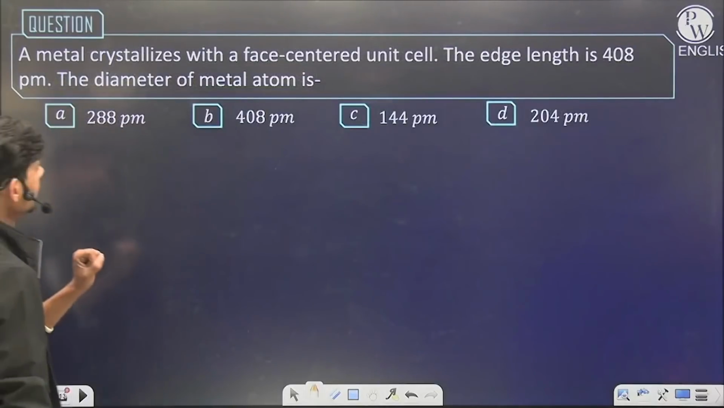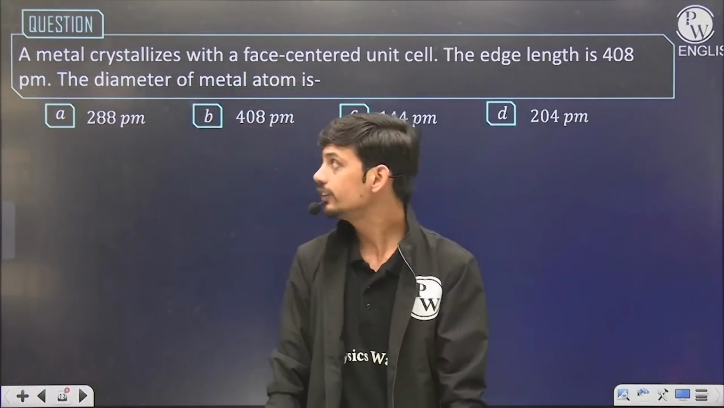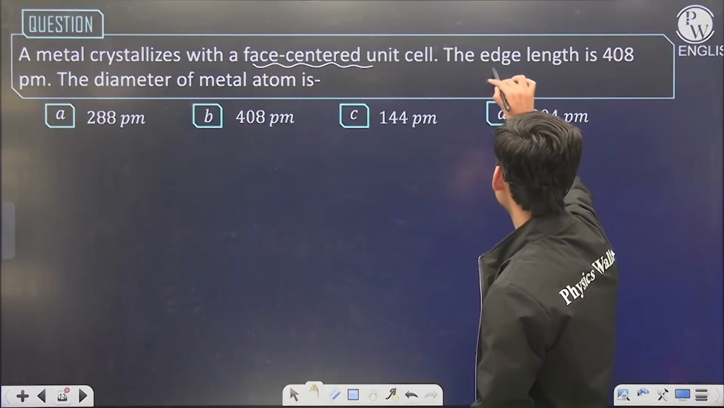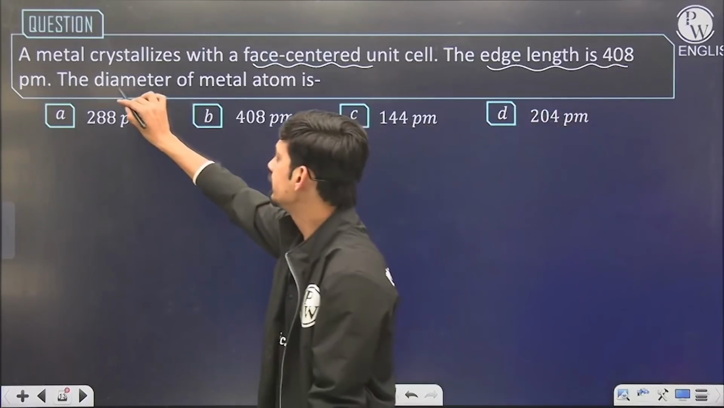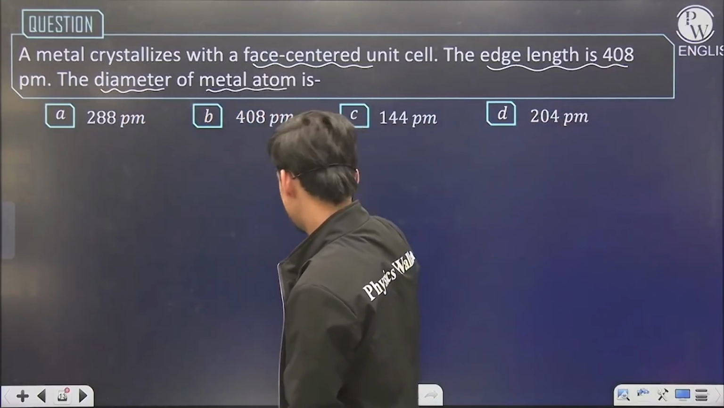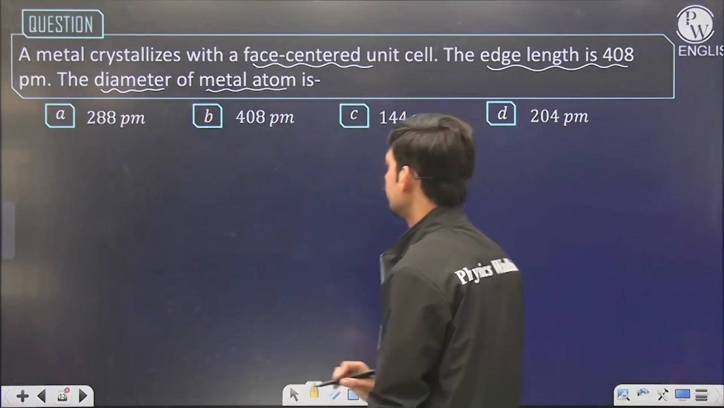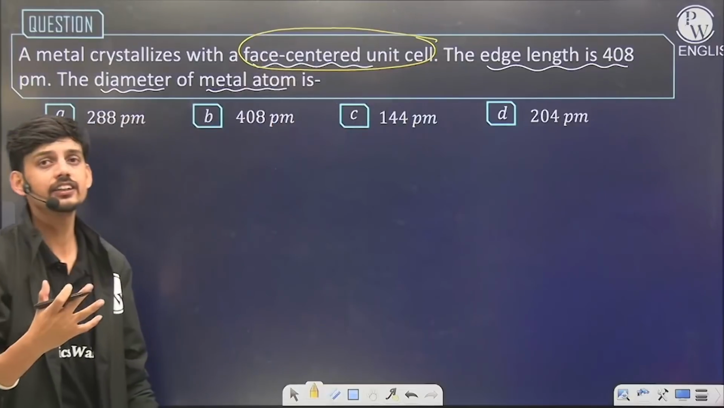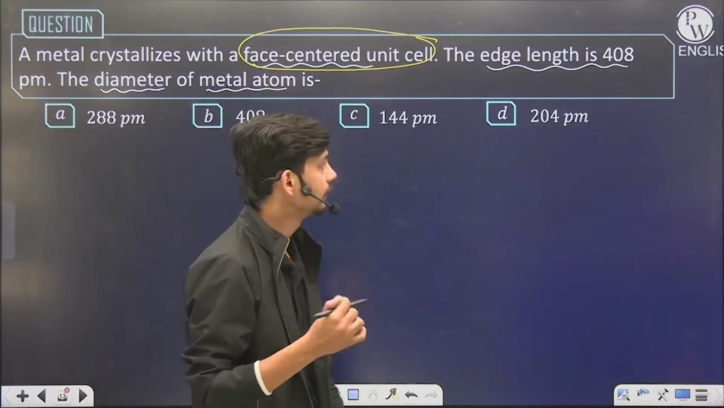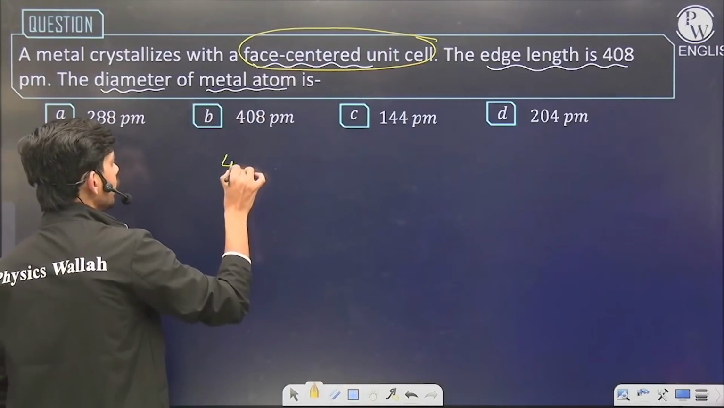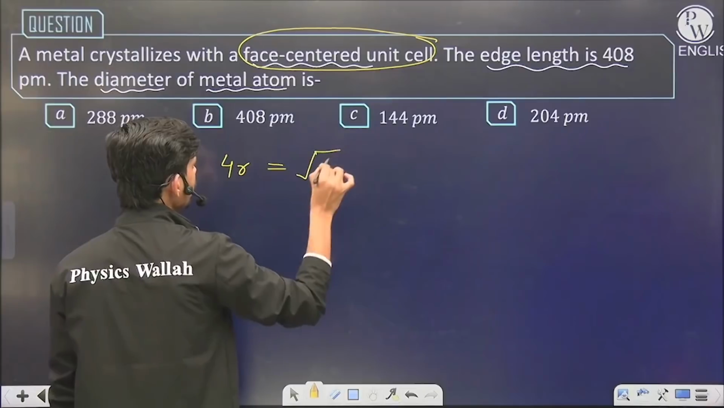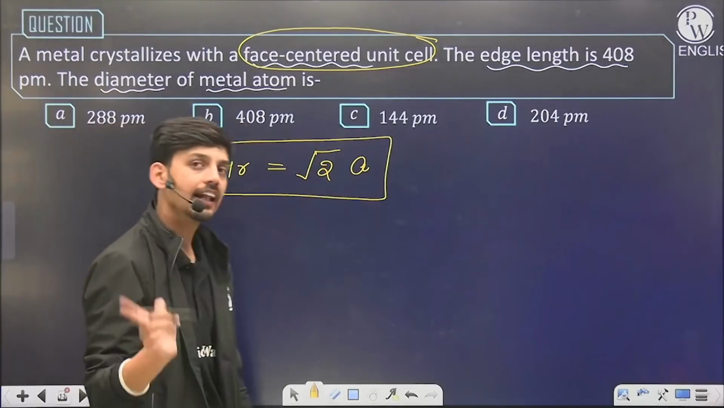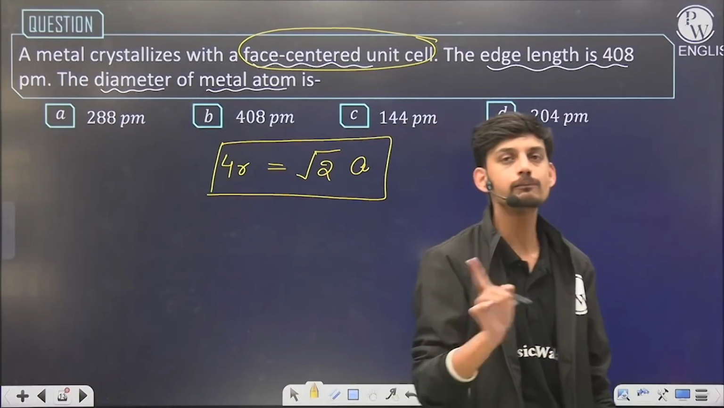Now let's see another question, which is based on the radius relation. The question says a metal crystallizes with a face centered unit cell. The edge length is 408 picometer. The diameter of the metal atom is? So from here, it is given as a face centered unit cell. Now if I remember the radius relation exactly, I can do this question in a few seconds. For face centered, I have told you that 4 times the radius is equal to the length of the face diagonal. For body centered, it is the length of the body diagonal.